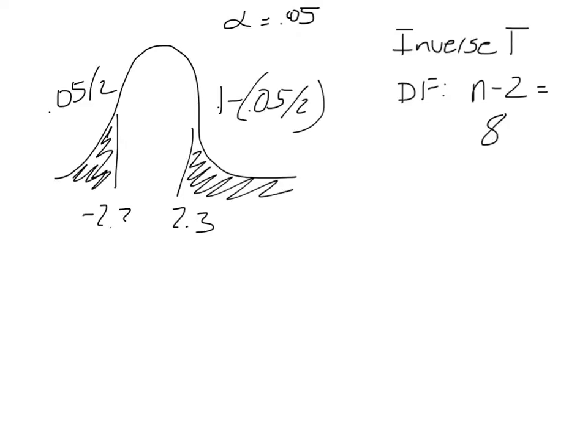So now we have to find the critical values, and since our alpha is 0.05 and it is two-tailed, on this side we will have 0.05 divided by 2, and that will give us negative 2.3, and on this side we'll have 1 minus that value, which will give us a positive 2.3. We know this because we run an inverse t-test with the degrees of freedom of 8, because degrees of freedom for a linear regression test is n minus 2, and our n, as seen in the previous one, was 10, so we know that 10 minus 2 is 8.